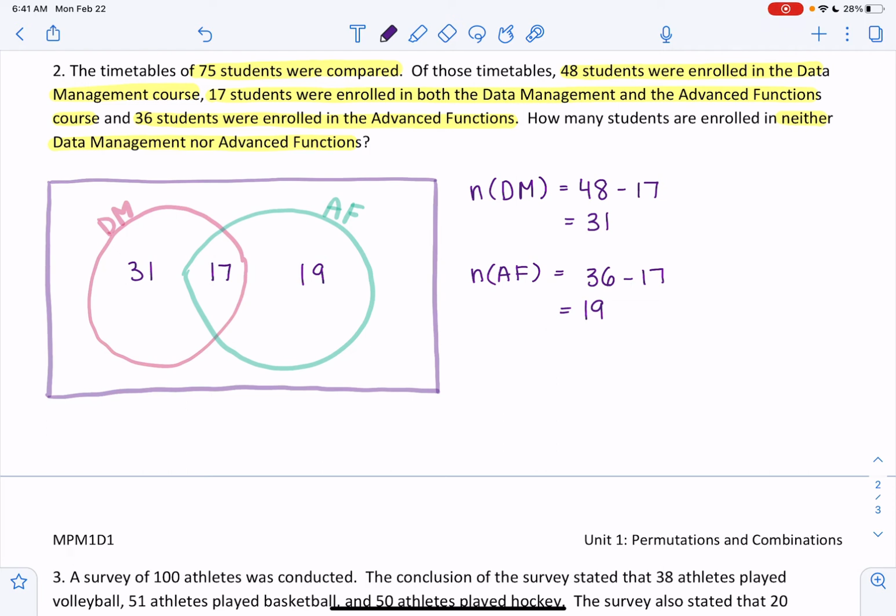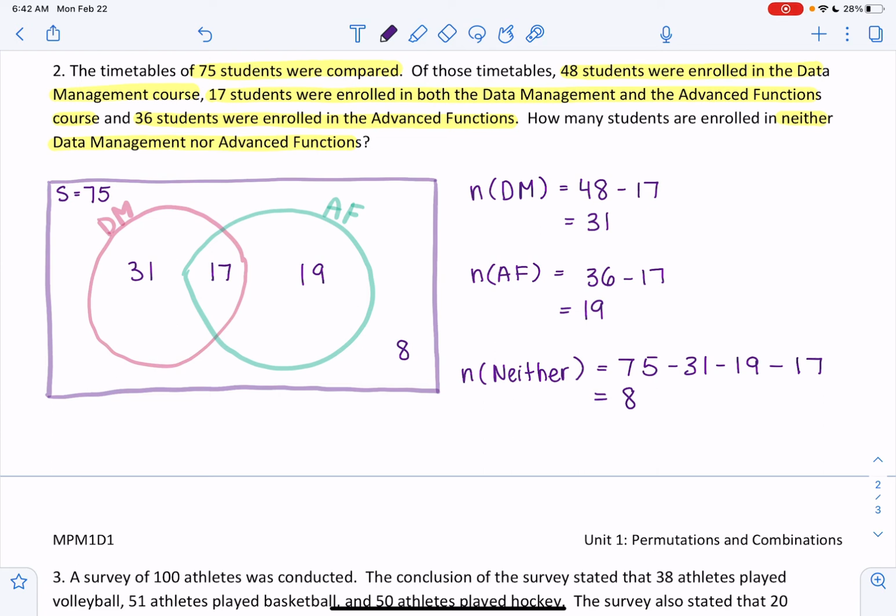Now we need to figure out how many students we have not accounted for. So I think of how many elements are in my universal set. So there are 75 students total. So my number of students in neither class would be 75 minus the students just in data management, minus the students just in advanced functions, minus the students registered in both classes, and that is 8. So we just put a little 8 out here.